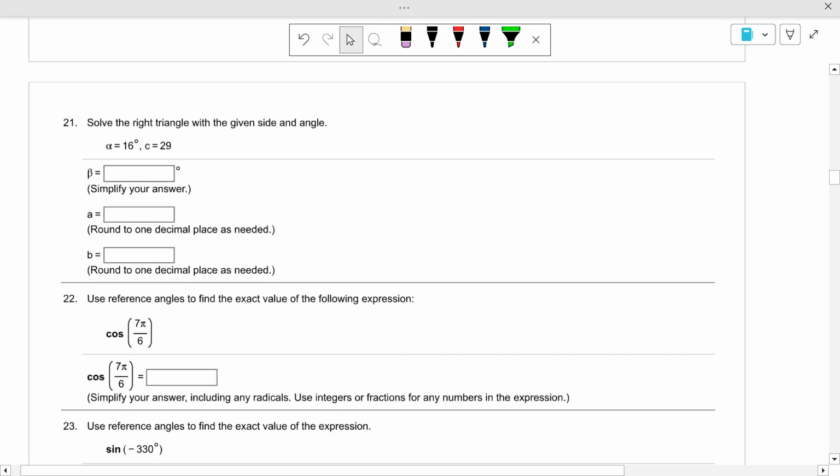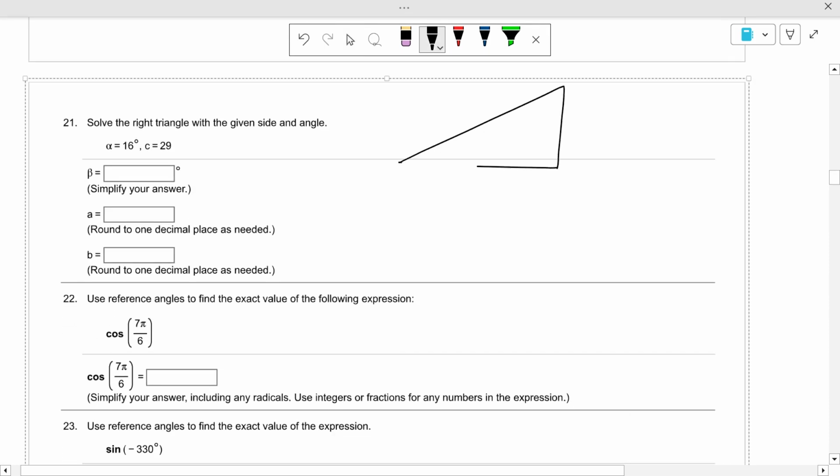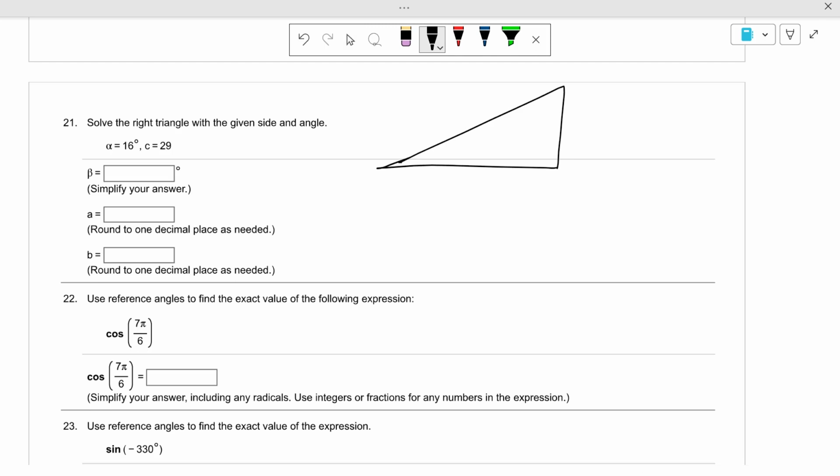Solve the right triangle. Now we start to get to ones where we have to do a little more math. Okay? 16 degrees here. C is 29. Got to use your calculator. To figure out angle B, angle beta, we take 90 plus 16, which is 106. So this is 74. So this is alpha, this is A, this is B.